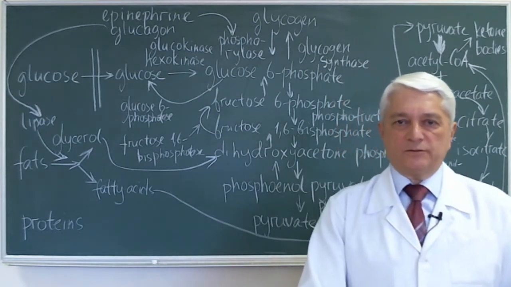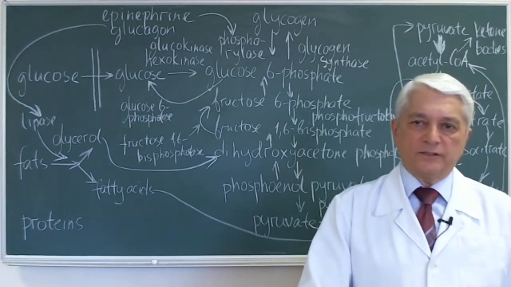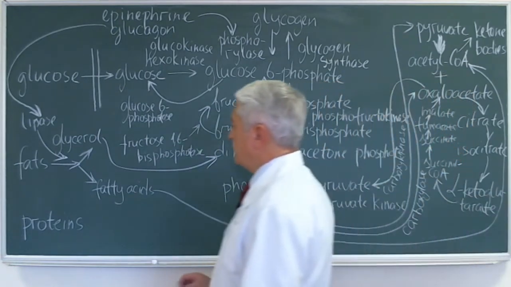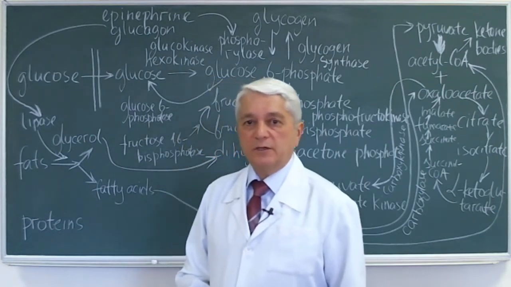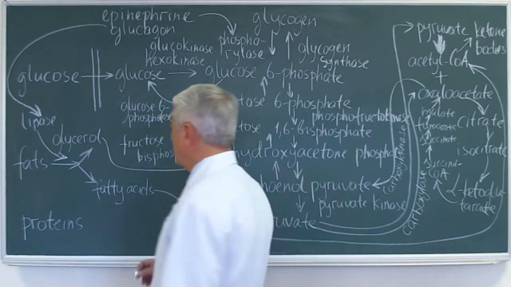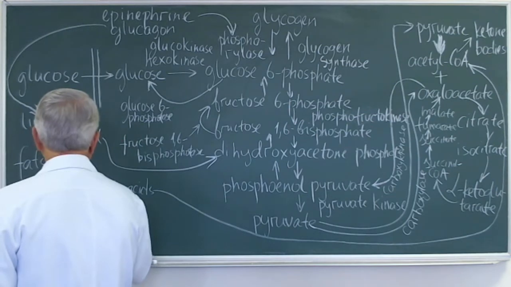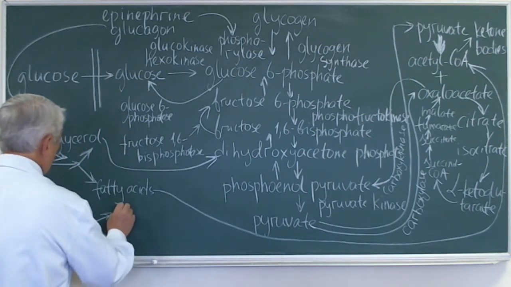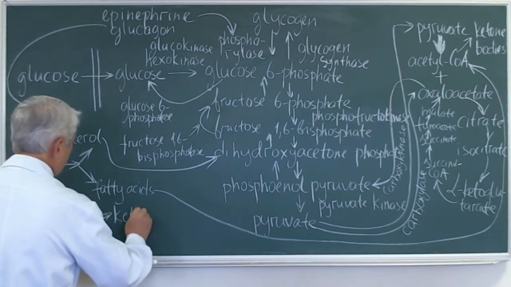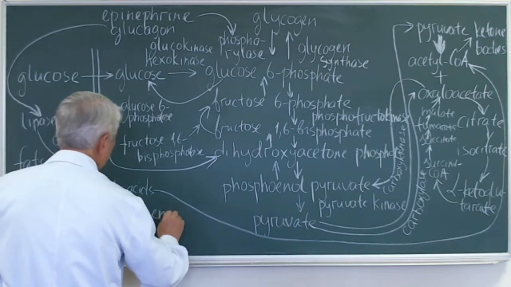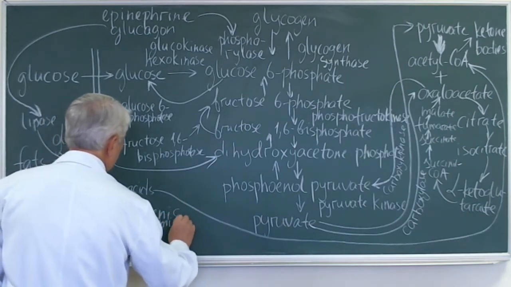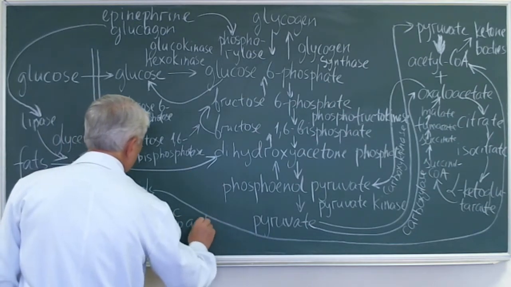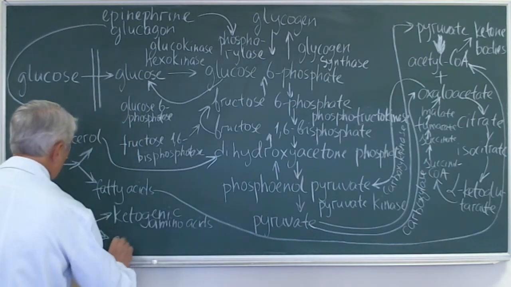Now we must write all these arrows, and you will understand how it can happen. So proteins, at first let's write ketogenic amino acids, and then glucogenic amino acids.